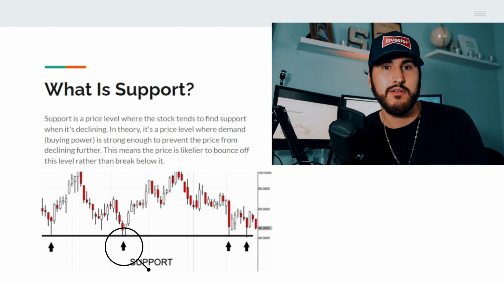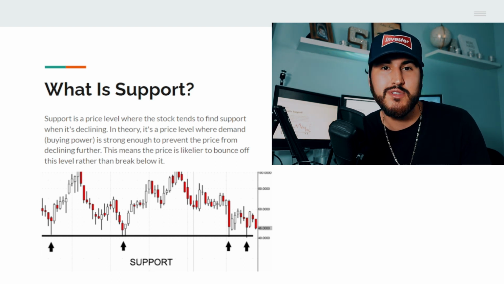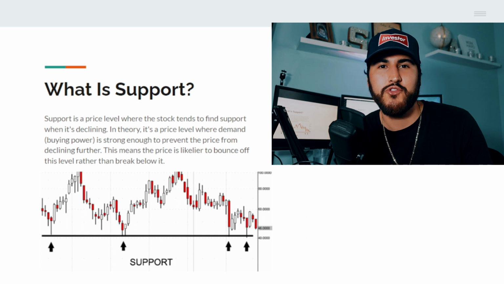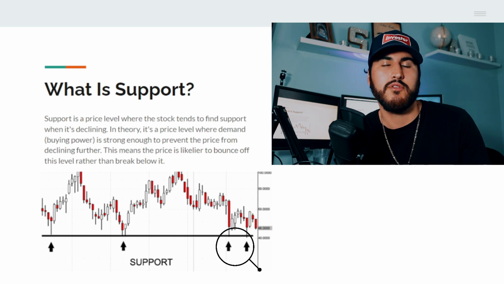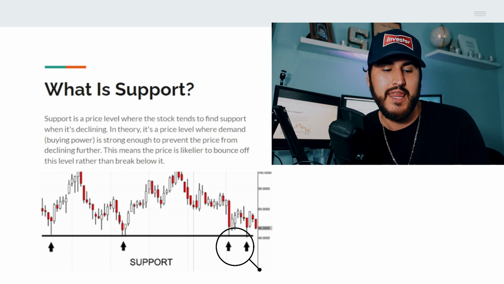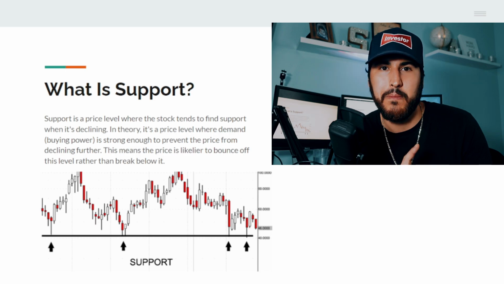And if we bounced off of it twice, 2 times prior, then that increases the probability that we're going to bounce off of it again. And in this case, the stock bounced off of it 4 times. That horizontal line is your support line.